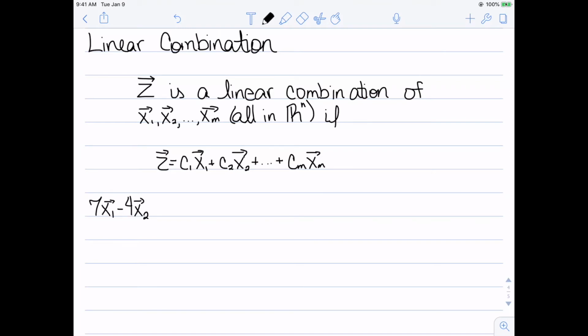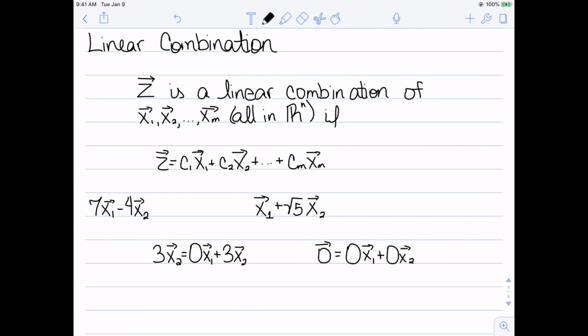Examples: 7x1 minus 4x2, where x1 and x2 are known. We could have x1 plus the square root of 5 times x2. We could have 3x2, which is equal to 0x1 plus 3x2, so we can write it as a scalar times these vectors. And we can also write the 0 vector as a linear combination, because this would be 0x1 plus 0x2.